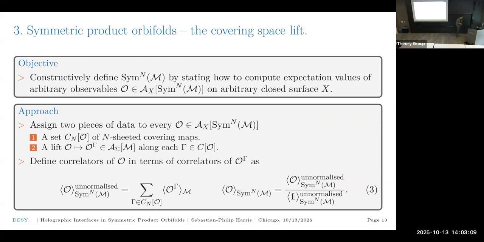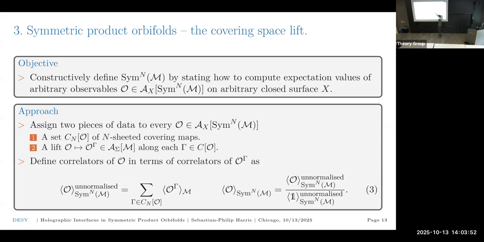Okay, so with this background, we can now very conveniently define symmetric product orbifolds. And by define, I mean I want to now give a prescription that allows you to evaluate the expectation value of an arbitrary observable of the symmetric product orbifold on an arbitrary Riemann surface X. By observable, for this moment, you can just understand any product of local operators. And how can we do this?